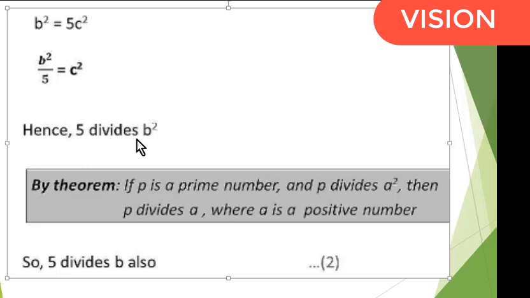5 divides b square. So again the theorem is coming. If p is a prime number and p divides a square, then p divides a, where a is a positive number.